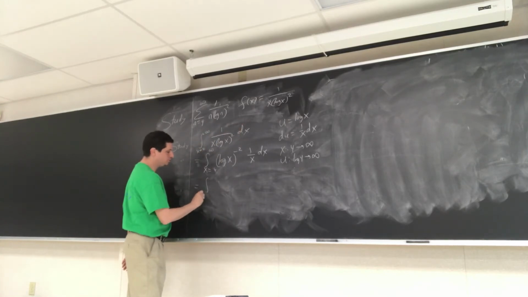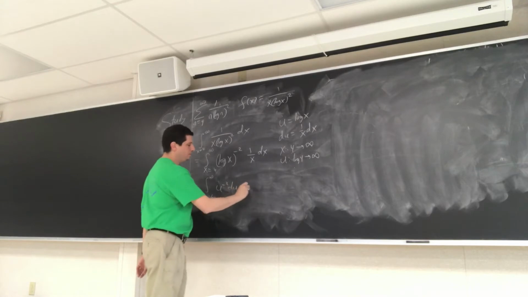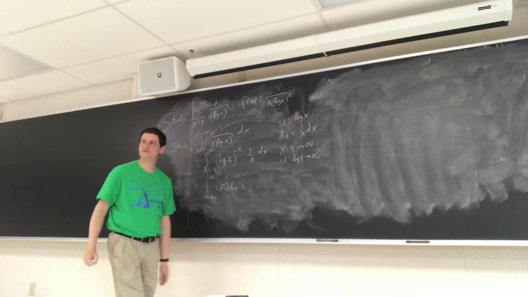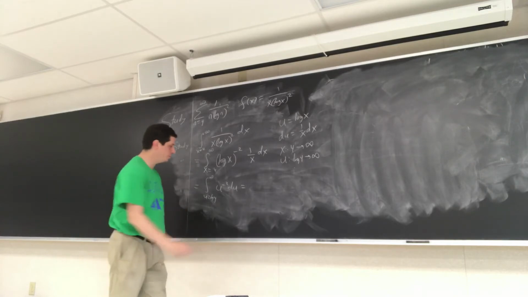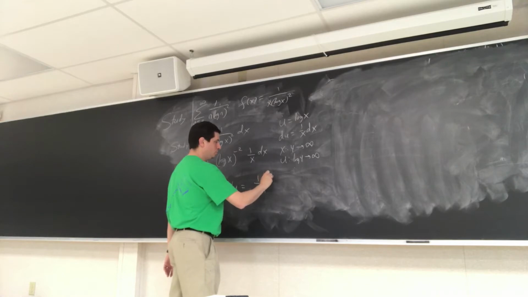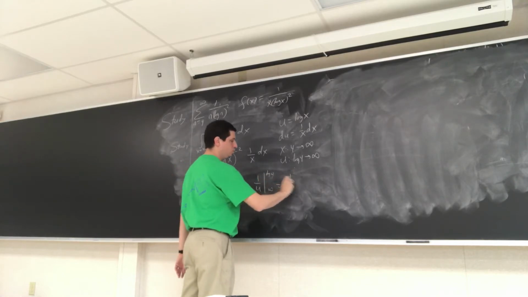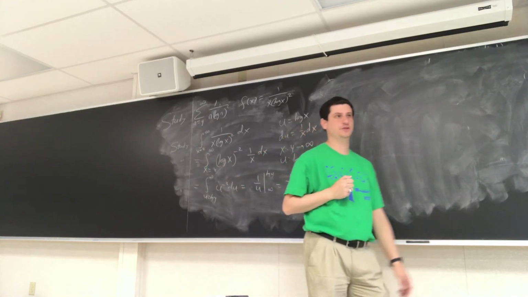So this becomes the integral u goes from the log of 4 to infinity of u to the negative 2 du. Well, the integral of u to the negative 2 is u to the negative 1 over negative 1. That flips the order of integration. So you get 1 over u at the log of 4 at infinity. It's 1 over the log of 4. It's finite, so the sum converges.